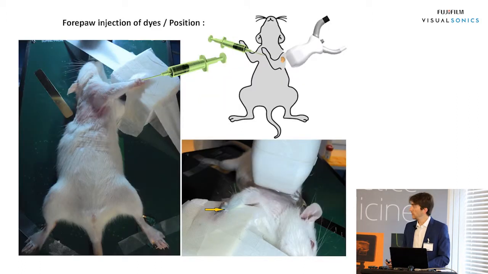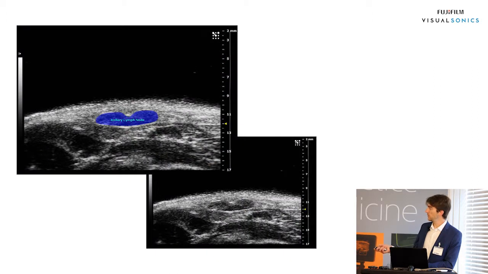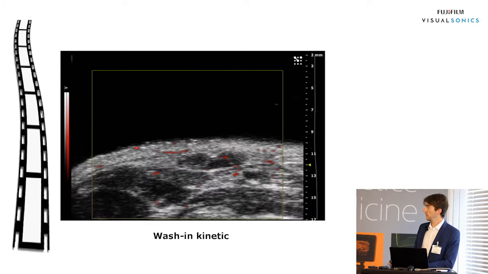We validated the detection of the lymph nodes with forepaw injection of ICG in rats. We injected the ICG in the forepaw, and then with the drainage area, with the drainage, it will go through to the lymph node. As you can see here, the axillary lymph node of the rat. And this is a kinetic of washing of ICG inside this lymph node. You can see here appearing the ICG inside the lymph node.